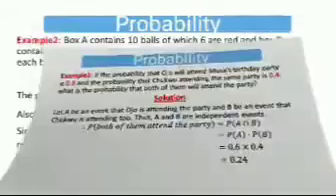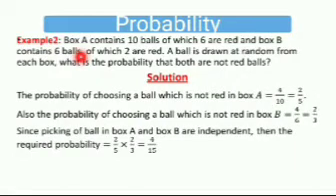Now let's look at another example. Example 2. Bus A contains 10 balls of which 6 are red, and bus B contains 6 balls of which 2 are red. Now this one, 10 balls of which 6 are red. This one, 6 balls of which 2 are red. Now a ball is drawn at random from each bus. From what? From each bus. Don't forget we have 2 buses, bus A and bus B, right?